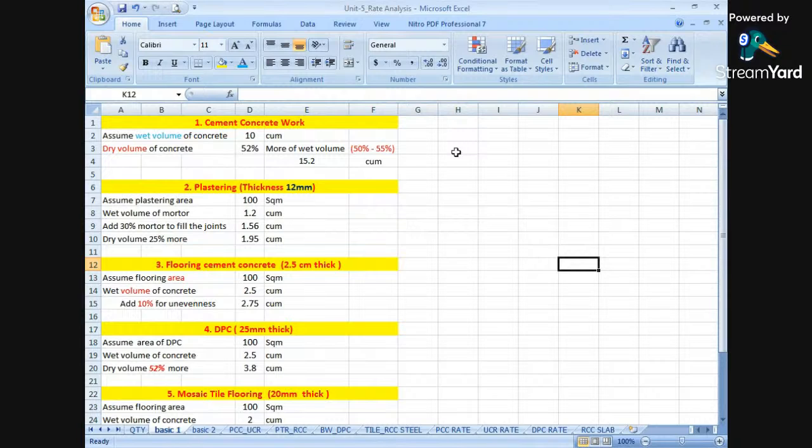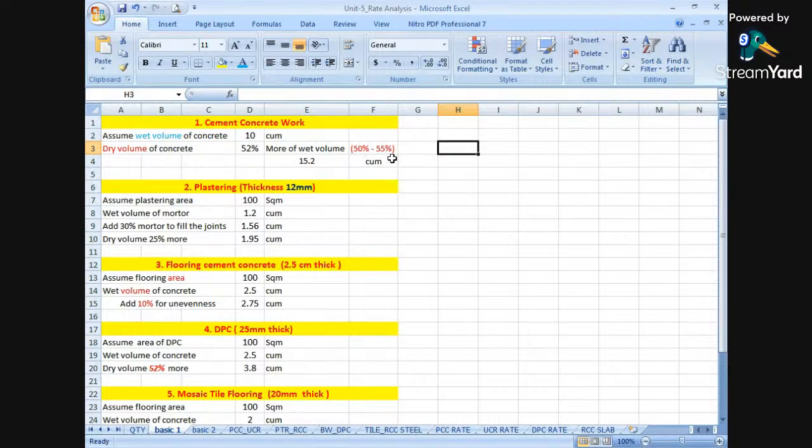Next, while preparing or applying this 10 cubic meters, how much quantity is to be prepared? है ना? Because there will be wastage. While preparing the concrete, there will be wastage of cement, wastage of sand and fine aggregates, and coarse aggregate. So we have to consider that wastage while converting this quantity into a dry volume of concrete. Okay. We are converting this wet volume into a dry volume by considering the wastages. कितना wastage होगा देखो यहाँ पे.